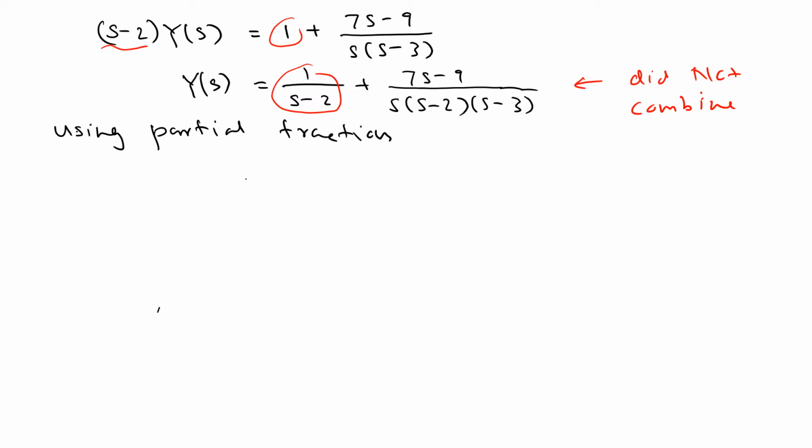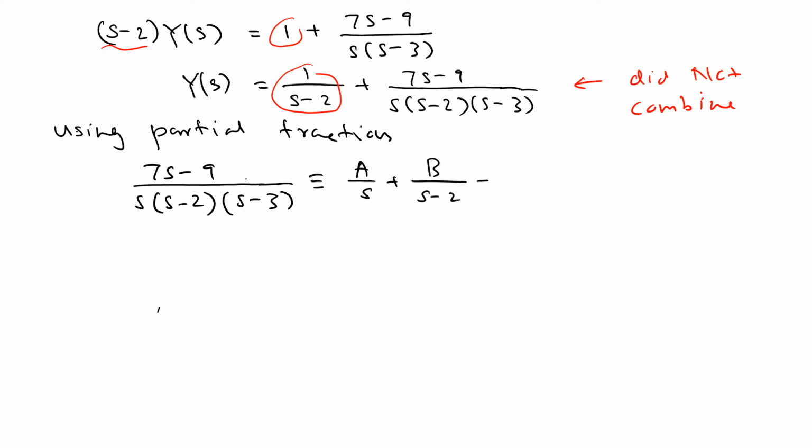So what we have is (7s - 9)/(s(s - 2)(s - 3)), and we can write all those different factors. So we have A over s, there's no order, just whatever order you like, B over s minus 2, C over s minus 3. Now what we normally do is we multiply by the common denominator.